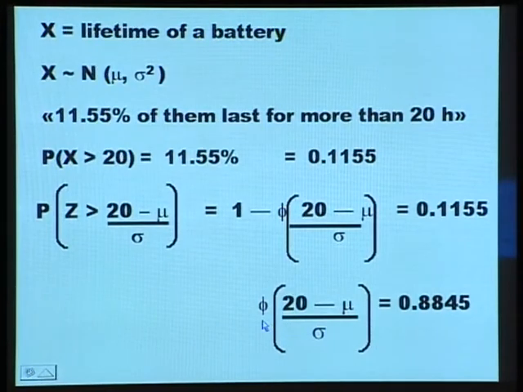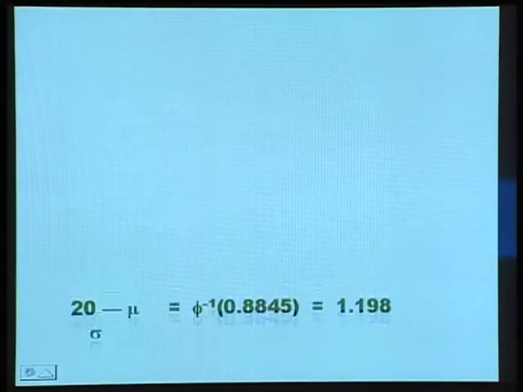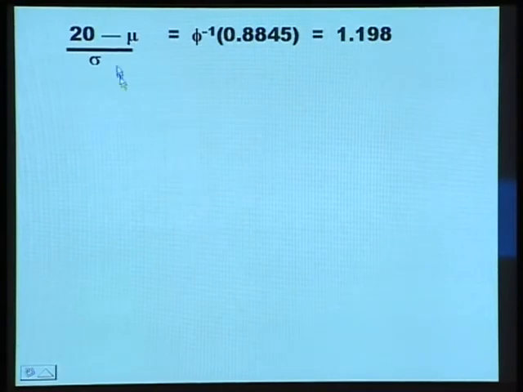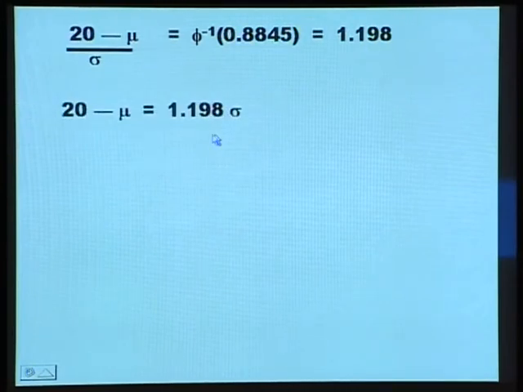by transferring the 1 on the other side and dividing by minus 1, we get 0.8845. Now we need to have an equation containing mu and sigma, so we'll take phi inverse. So that 20 minus mu over sigma is phi inverse of 0.8845, which we have obtained from the table as 1.198. Cross multiplying gives us 20 minus mu is equal to 1.198 sigma. So this is our first equation which will help us to obtain the value of mu and sigma.